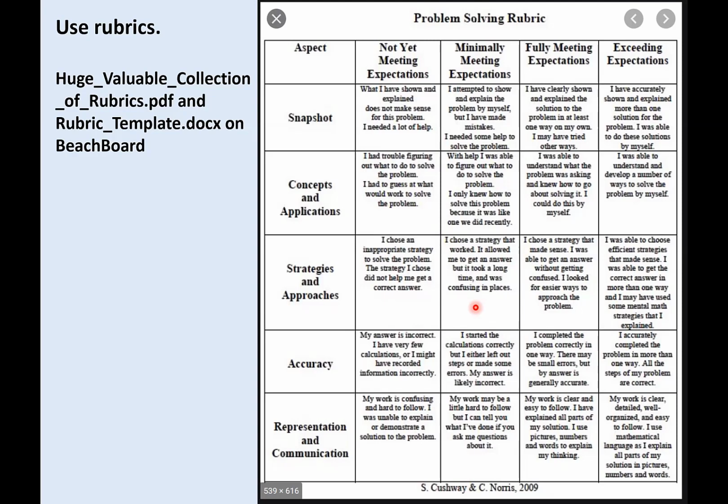I kind of got myself started in the right way, and in this case the person actually got it right, but we could also imagine a category for, I started right, but then I kind of got lost halfway. Here, I chose a strategy that made sense. I was able to get an answer without getting confused.